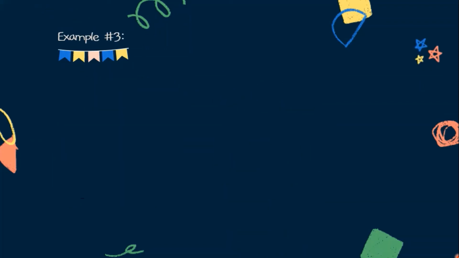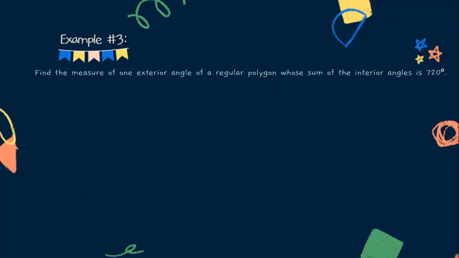Last example natin, example number 3, find the measure of one exterior angle of a regular polygon whose sum of the interior angles is 720 degrees. From this word problem, isa-isahin ulit natin yung mga keywords. We have the term measure, so hanapin natin yung sukat ng isang exterior angle, hindi interior. Regular polygon, dapat pantay yung sukat niya, equal measure of sides and angle. And then the sum of the interior angle of this polygon is 720 degrees.